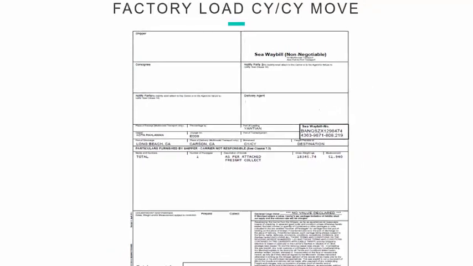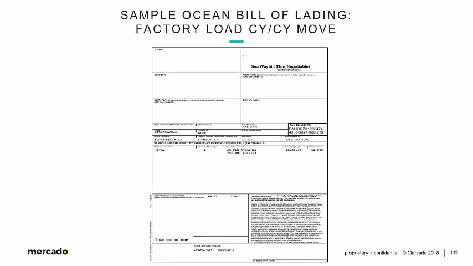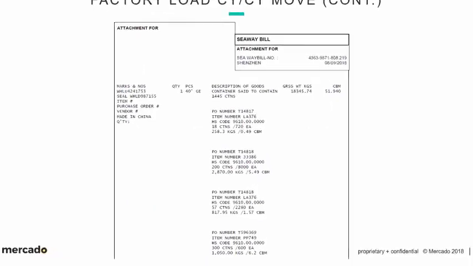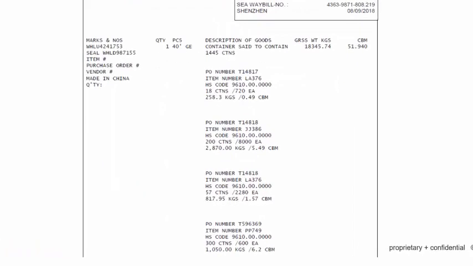We have gross weight and measurement. On the right-hand side, we see 51.940. That's cubic meters, and it looks like 18,345 odd kilos, or roughly 18 tons. This bill of lading actually continues on in a 2-page document so we can get a little bit more detail about what's going on here. This is the same bill of lading, just a little bit more detail.